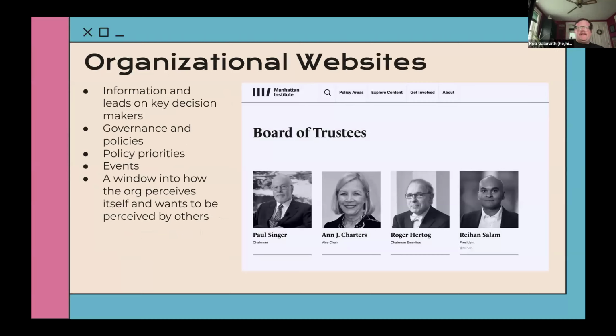Some of the top things you're going to find on an organizational website are information about the leaders and the key decision makers at the organization. You can find information about how the organization is governed, but also the different policy priorities that they have and events that they might be putting on. Again, this is a window into how the organization perceives itself, and maybe even more importantly, how it wants to be perceived by others.